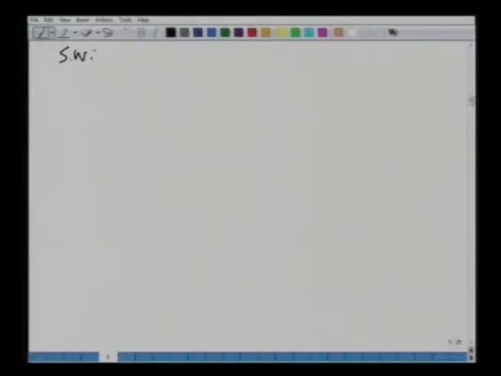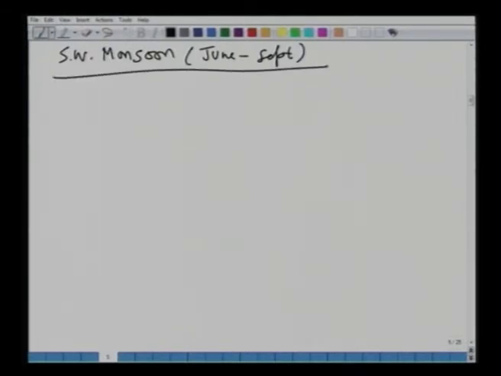Okay. So, let us look at the southwest monsoon in India. That is the only one we will look at out of those 4 we have seen. Southwest monsoon, which runs from, as I just said, June through September, these months. Okay. And commonly it is just called monsoon.